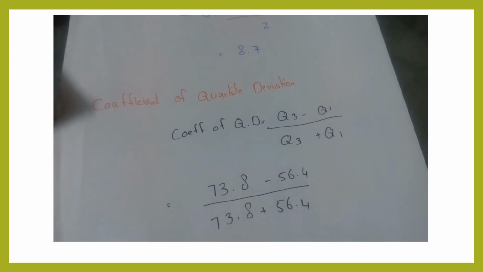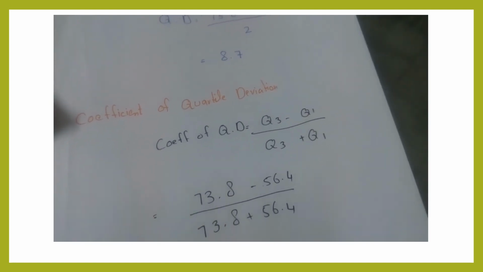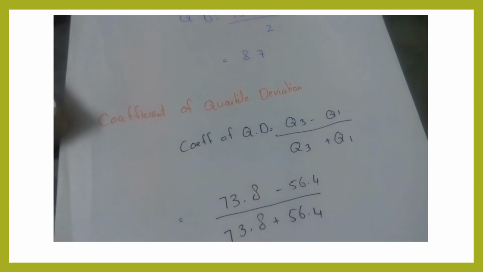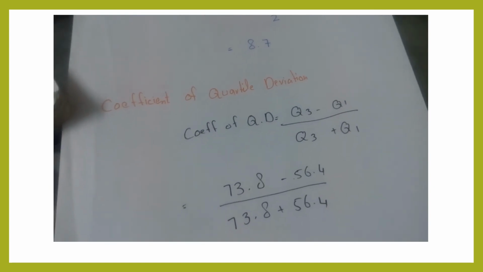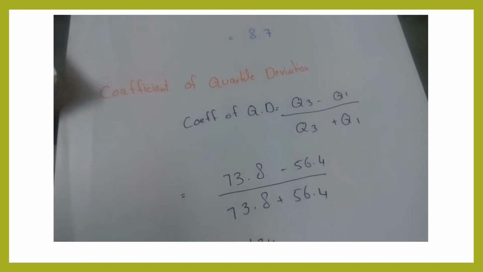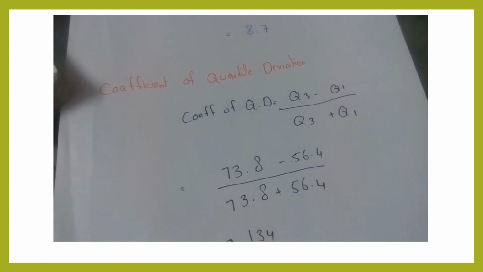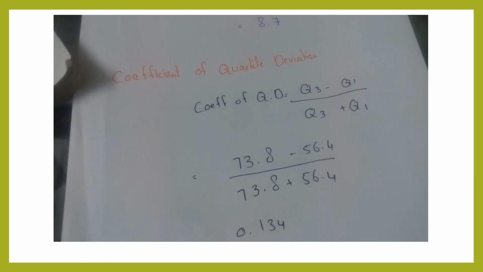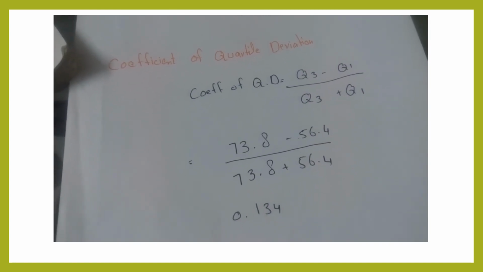Coefficient of quartile deviation: Q3 minus Q1 divided by Q3 plus Q1. Same formula as compared with range. The difference is that in range it is maximum value minus minimum value, and in quartile deviation it is Q3 minus Q1. And same example: 73.8 minus 56.4 divided by 73.8 plus 56.4, and the coefficient of quartile deviation is 0.134.